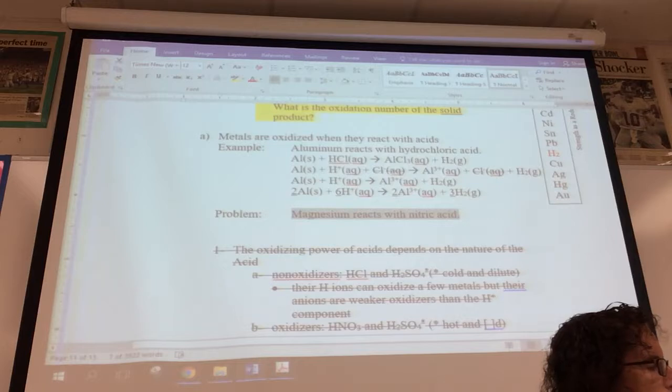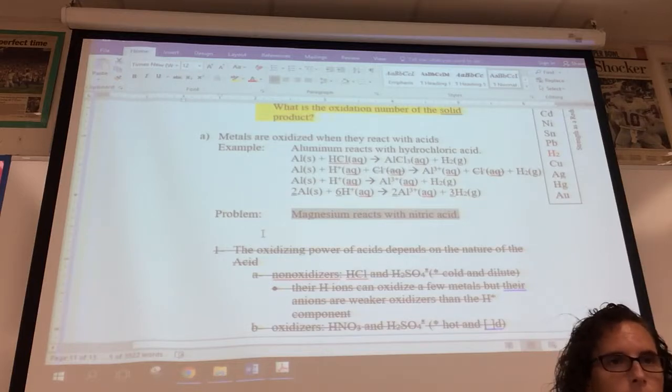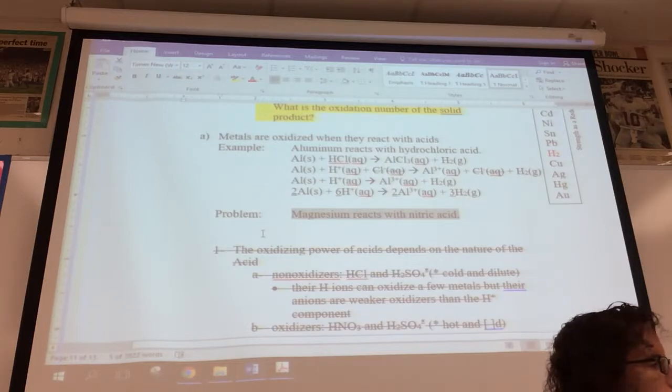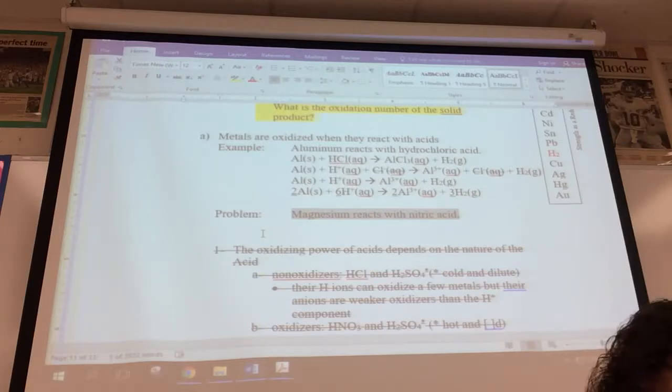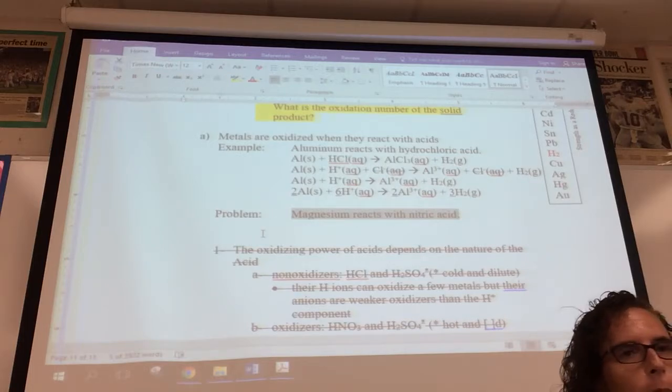Let's look at this one. You want to give it a shot? No. Why not? Very tired. Come on, we can do it. It says magnesium reacts with nitric acid. Try it. I don't know what nitric acid is. It comes from 8, so think about a nitrate ion.